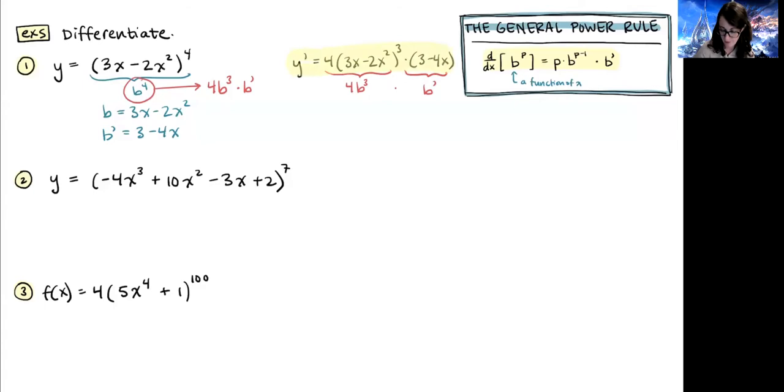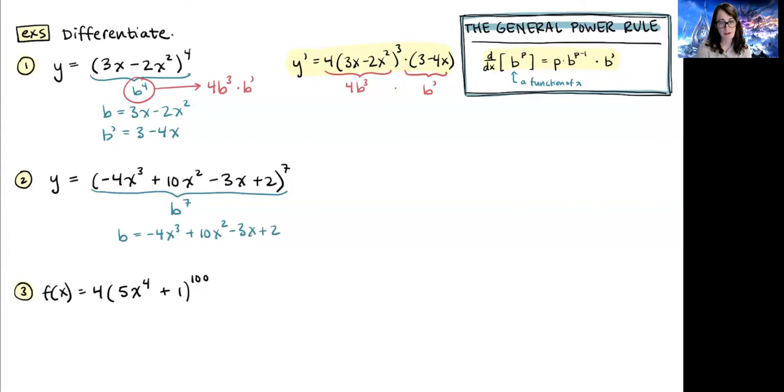So here's the derivative. In example 2, we've got y equals negative 4x cubed plus 10x squared minus 3x plus 2, and that is all raised to the 7th power. So here what we have is some stuff to the 7th. We want to look at the structure of this and think, okay, I've got some stuff to the 7th. Let's simplify that in our minds and call this b to the 7th, where of course b is the stuff that's raised to the power, but not including the power.